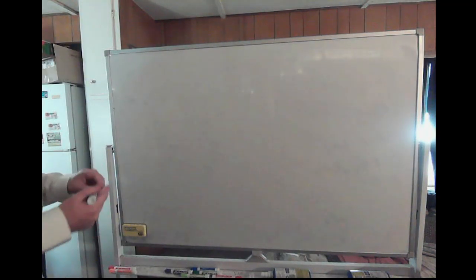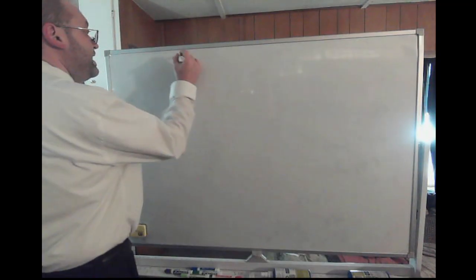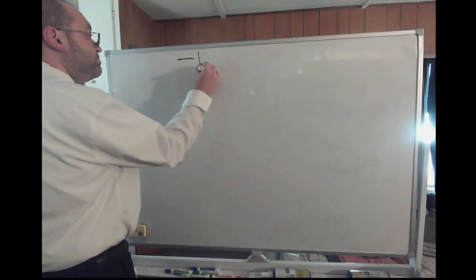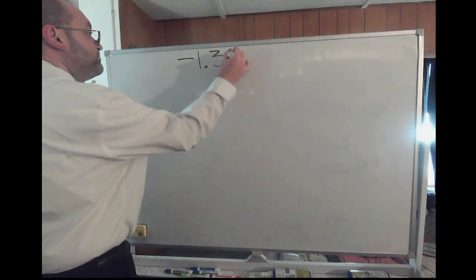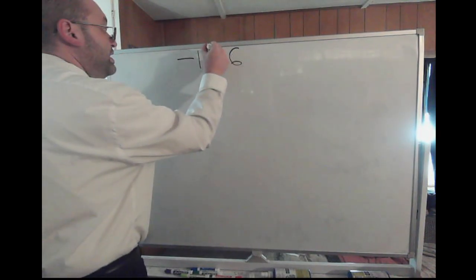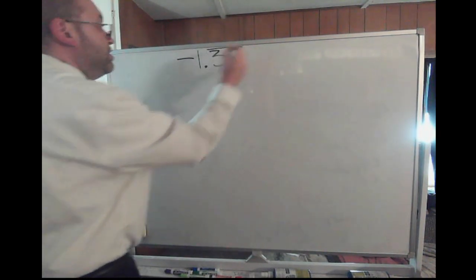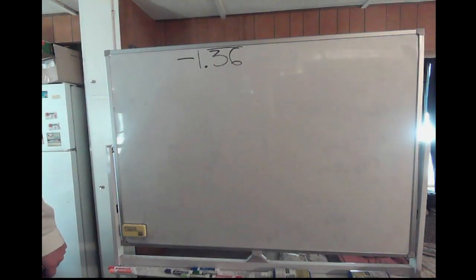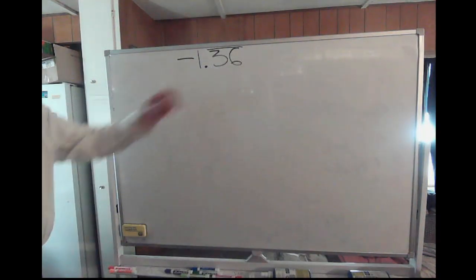Only got a couple more here. I have 2 more problems. We'll do 2 more problems, then we'll call it a day. So I have negative 1.36. We got negative 1.36 repeating. I forgot to put the bar above the 36. So we have 1.36 repeating.